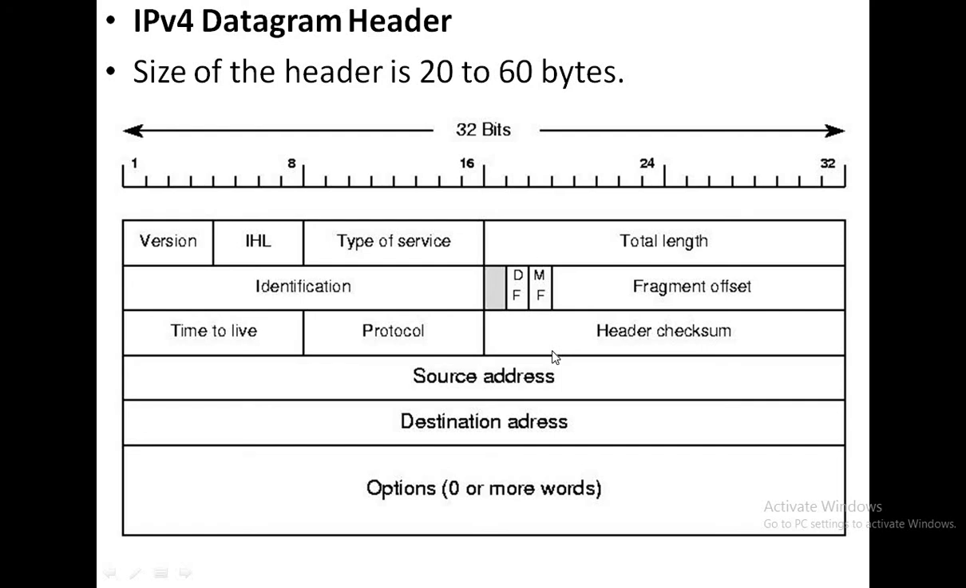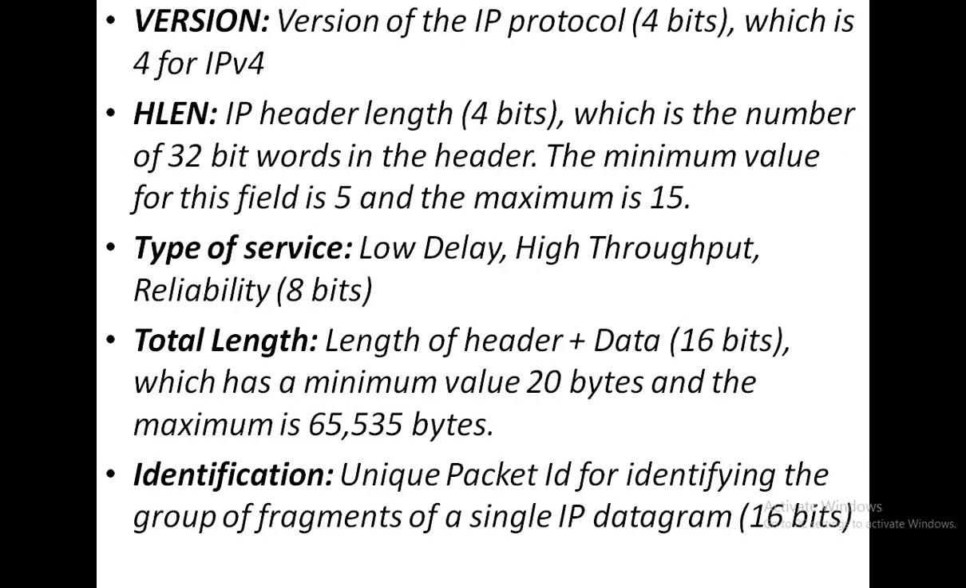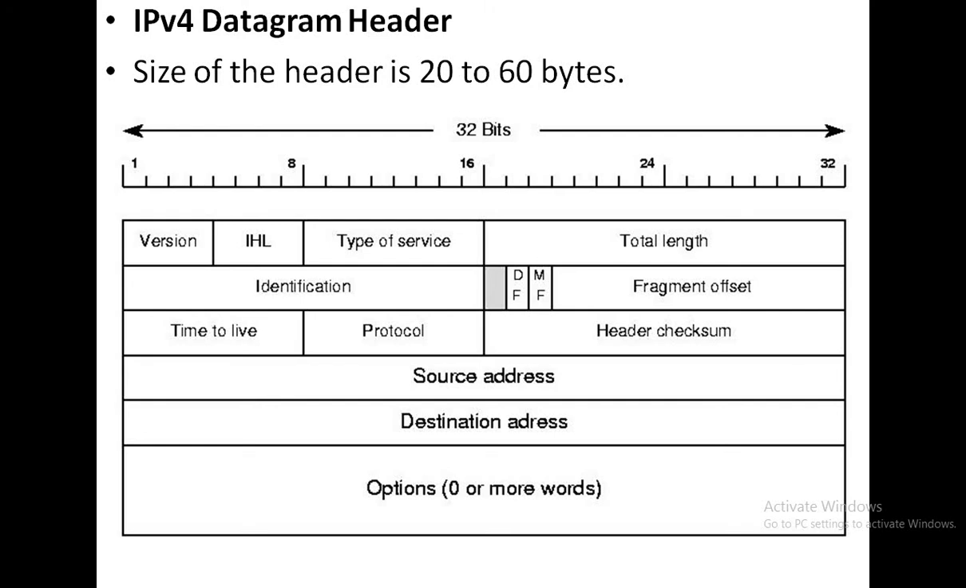Next is source address. The source address defines where it starts the frame, and the destination address is where it should be delivered or where it should reach. Okay. So let's go through the notes.